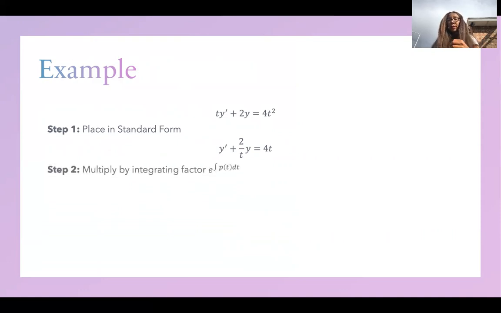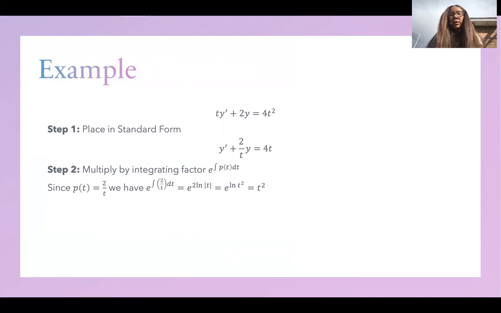Next, we're going to multiply everything by our integrating factor. So since our p of t here is 2 over t, that's our standard form, y prime plus p of t y. Then our integrating factor, using our formula that we found here, is e to the integral of 2 over t dt.